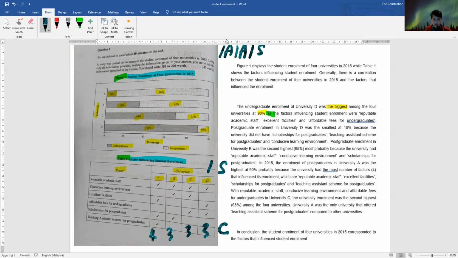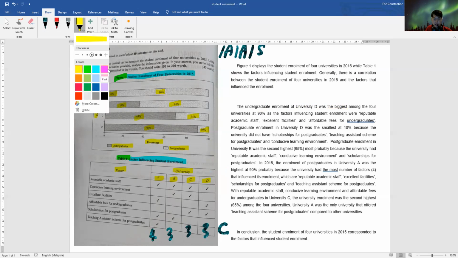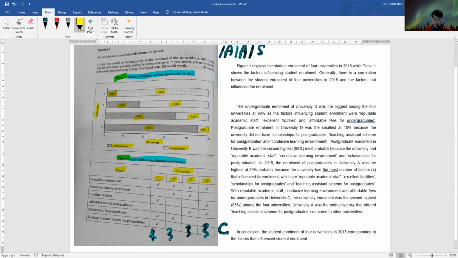So let me just clear up on this one here. Let's move on to the second part. Now the second part here, let's use the highlighter again. Let's look at the first part of the analysis. Postgraduate. Now this one referred to postgraduate, not undergraduate. Like just now it was referring to the undergraduate. So another important key feature: postgraduate in university was the smallest at 10%. Very straightforward. You get another 1A. So I just put here 1A.